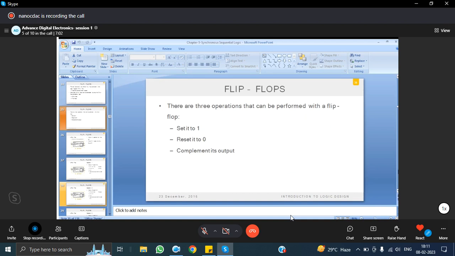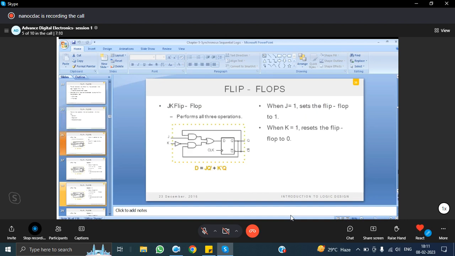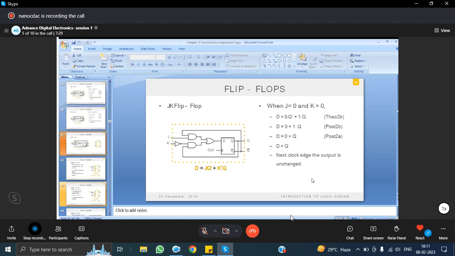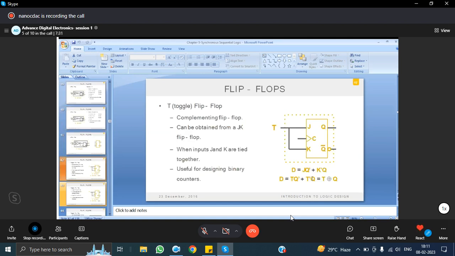Most economical flip-flop is the D flip-flop. Only three operations will be there with any flip-flop: setting, resetting, and complementing its output. So this is the JK flip-flop. JK flip-flop can be formed by using the D flip-flop only, adding extra circuitry here, two AND gates, one OR gate, and one NOT gate. Extra circuitry added will make the D flip-flop a JK flip-flop. Okay, for different inputs, we have seen what will happen at the end.